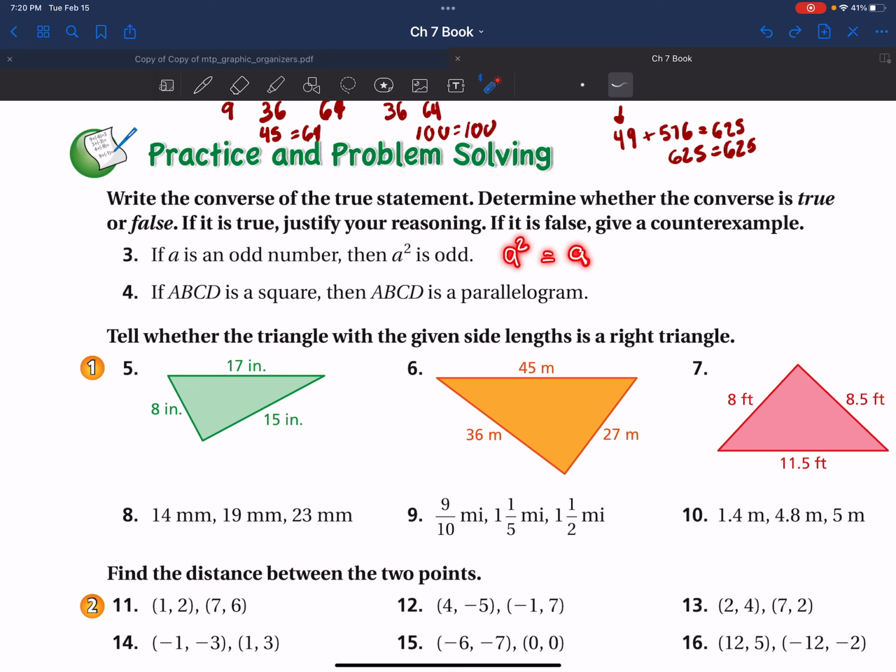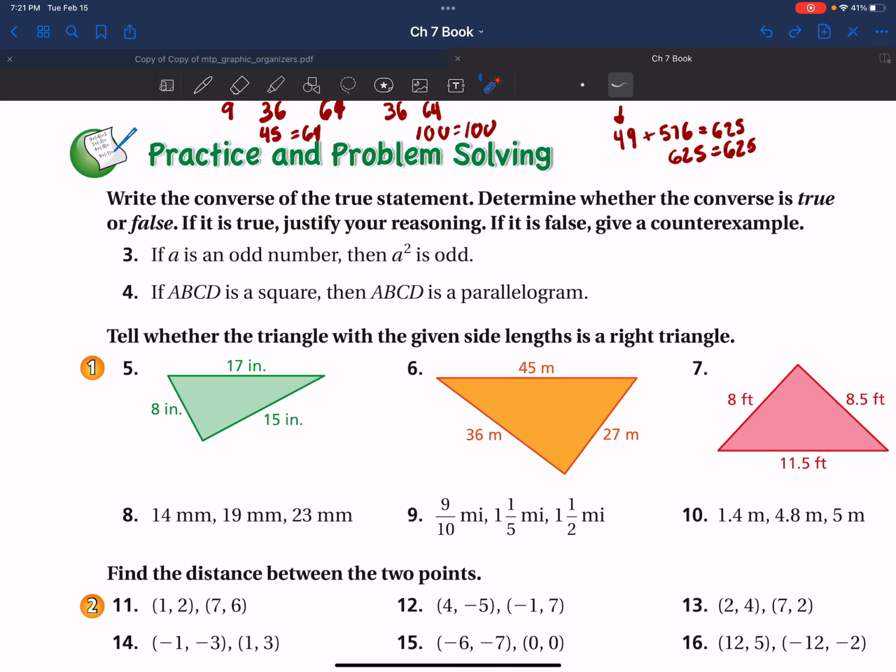Well, I believe that would make sense, right? Because if A squared is odd, like let's say the answer is 121, and I ask what's A, then to get that, wouldn't you say it would be 11 squared? And 11's odd, and that's odd. So yeah, I would say the converse is still true for this one. Now, this is where the converse is not going to be true.